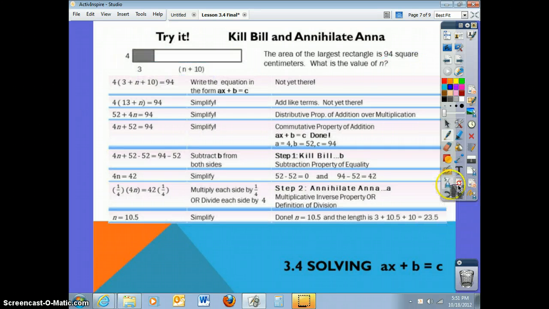Okay? Now if you remember, area is equal to length times width. Okay? So given that, and all the information they gave us, they want us to solve for n. All right, so we've got to get into ax plus b equals c if we want to solve for the unknown. So right now we have 4, which is the width, times this, which is the length, equals the area.